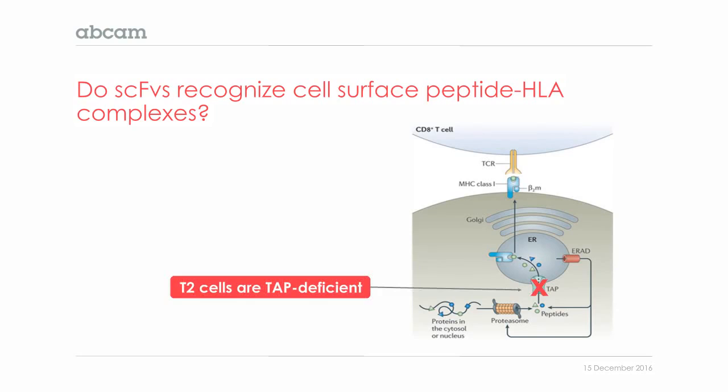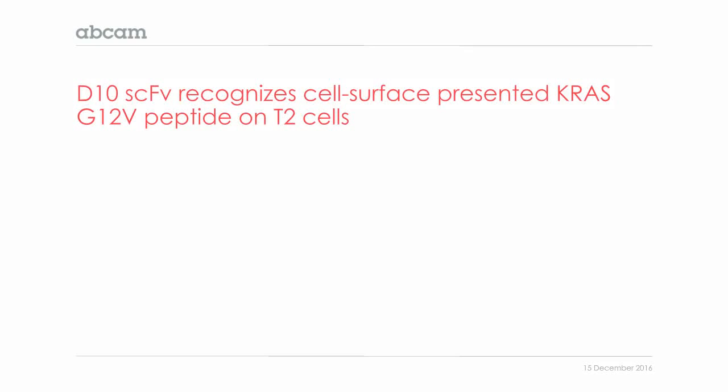we use a cell type called T2 cells. T2 cells are a lymphoblast suspension cell line that is deficient in TAP, meaning that they're very inefficient at presenting their own endogenous peptide, and you can add a peptide exogenously and they will present that peptide. This is referred to as pulsing T2 cells with a peptide, and it's a really good way to determine the specificity of the scFv for various peptide-HLA complexes.